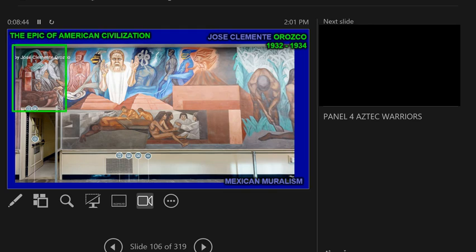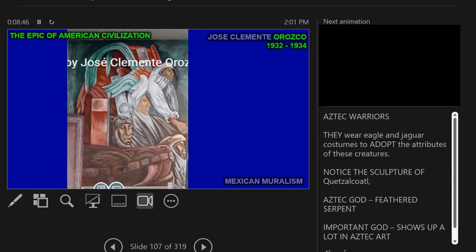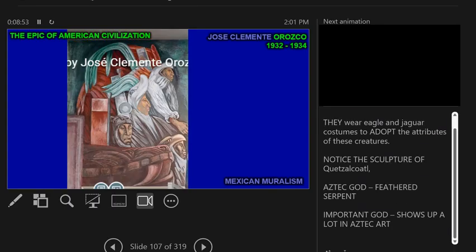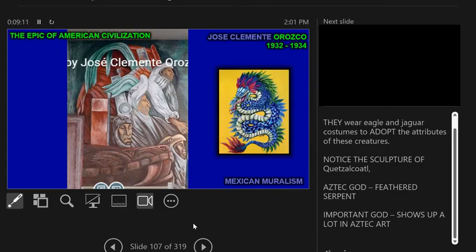We're going to take a look at this one, where these are some Aztec warriors who are wearing eagle and jaguar outfits, and that helps give them the attributes of those animals. And do you see at the bottom there is this sculpture of a snake? Do you guys remember that? Yes. All right, that's Quetzalcoatl. Yeah, he's the feathered serpent god of the Aztecs and the Mayans. Mayans had a different name for him, though.